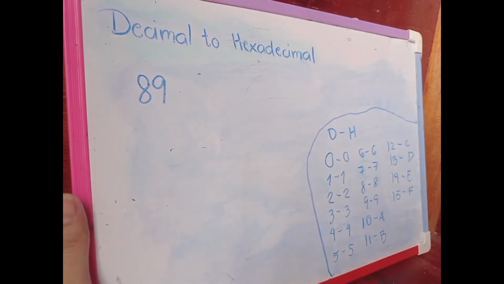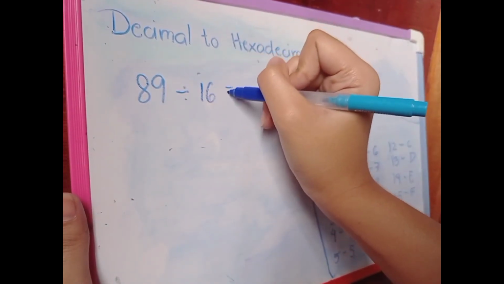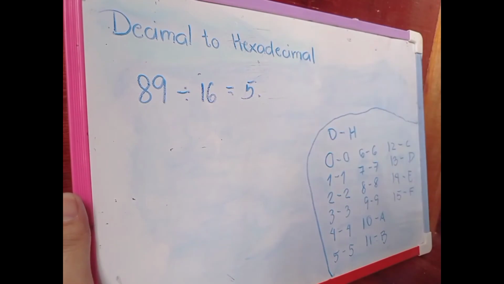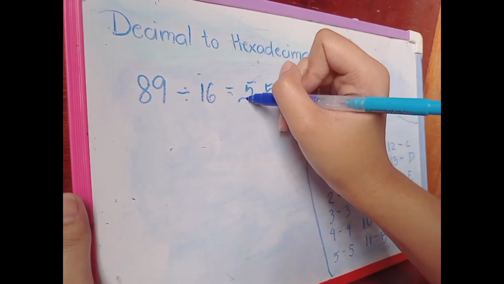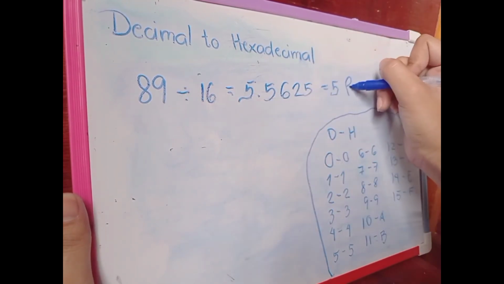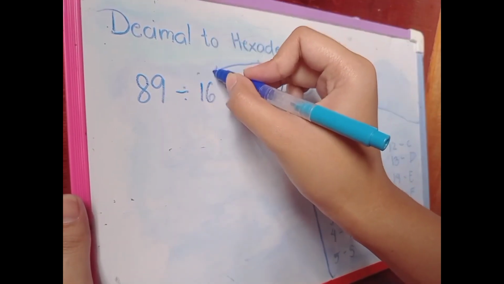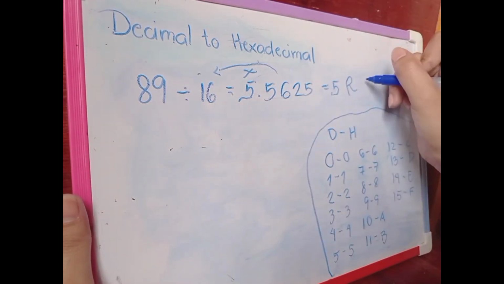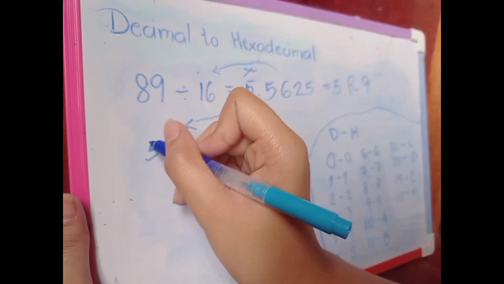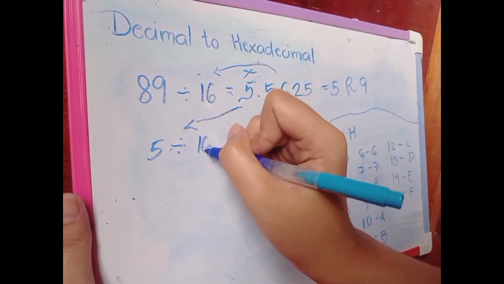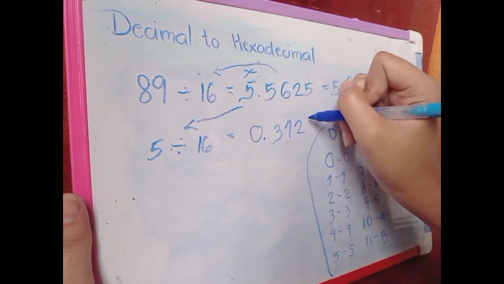Since hexadecimal is base 16, we will divide 89 by 16, which results in 5.5625. We'll put the 5 here, and then we will get the remainder. To get the remainder, we must multiply 0.5625 by 16, which results in 9. Then we will now use this 5 and divide it by 16, which results in 0.3125.